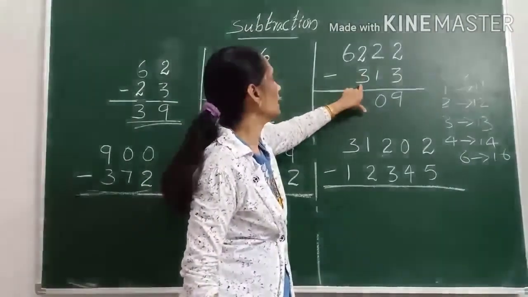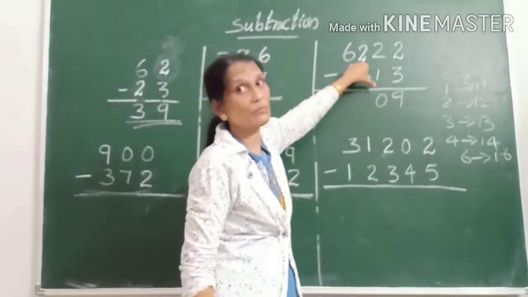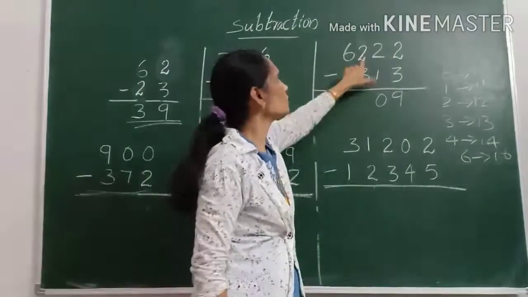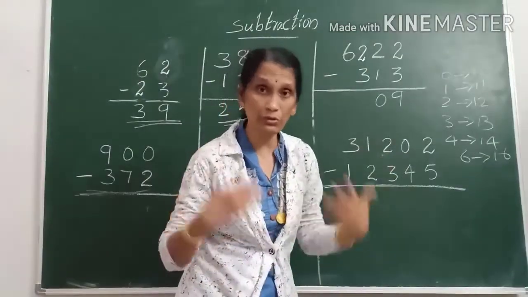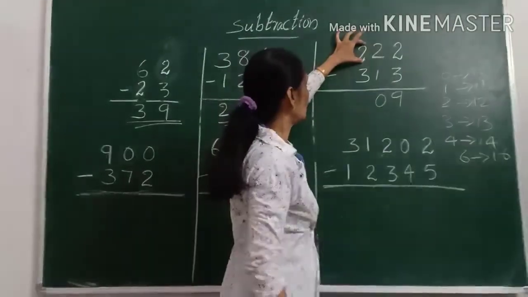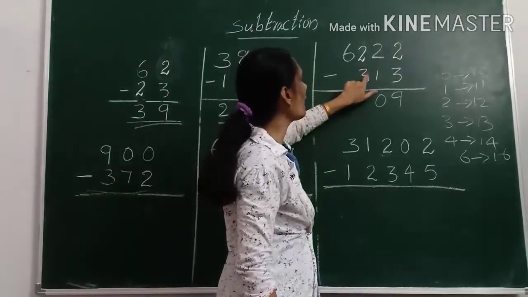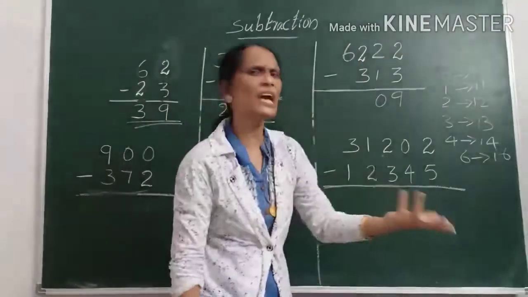Again, a smaller digit is there in the minuend. So now, automatically we have to remember that 2 should be considered as 12. So, how much should be added to 3 to get 12? 3 plus 9 is equal to 12.